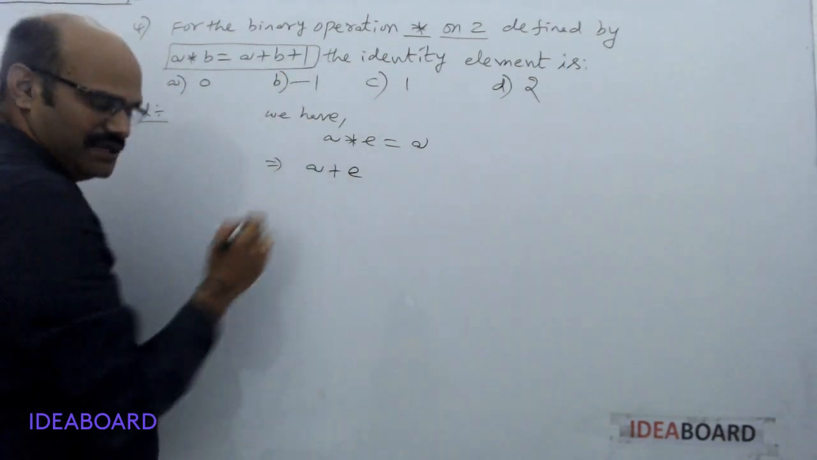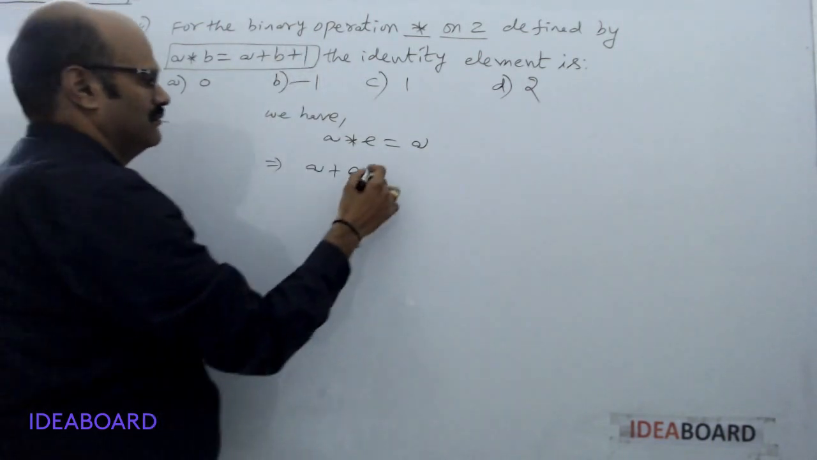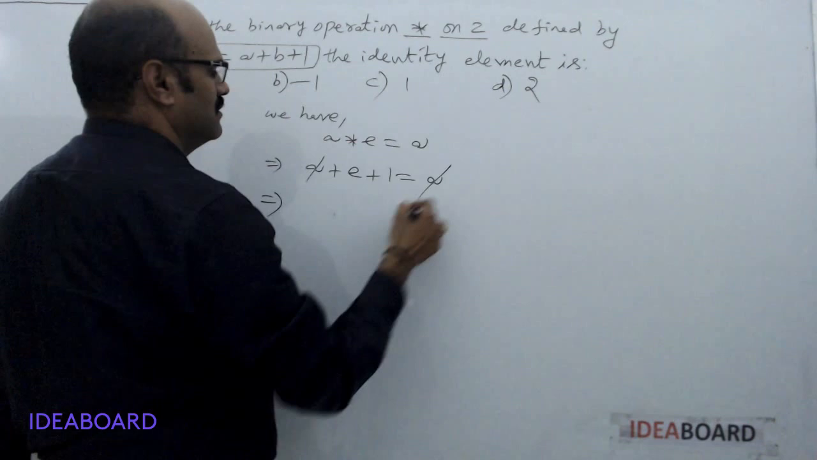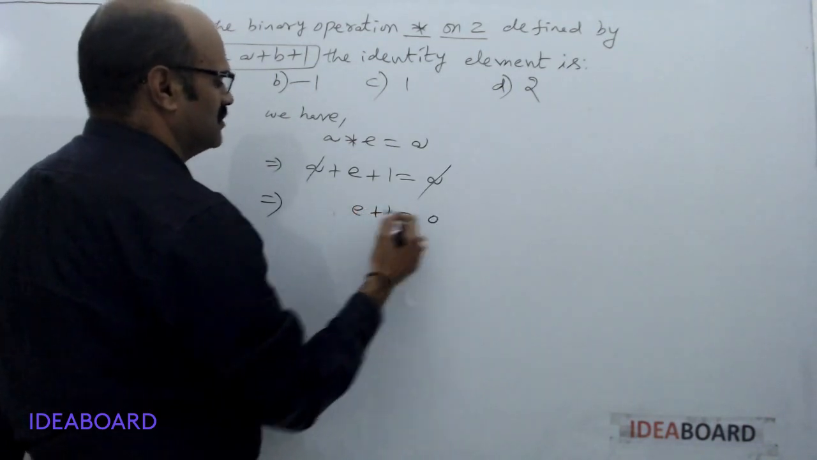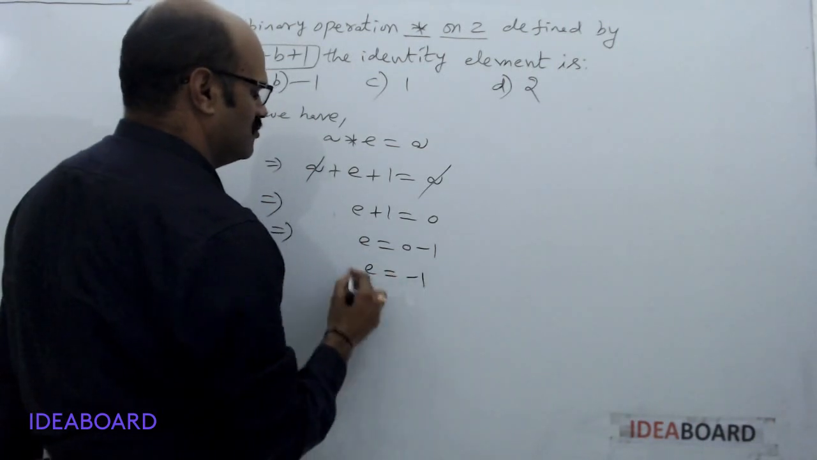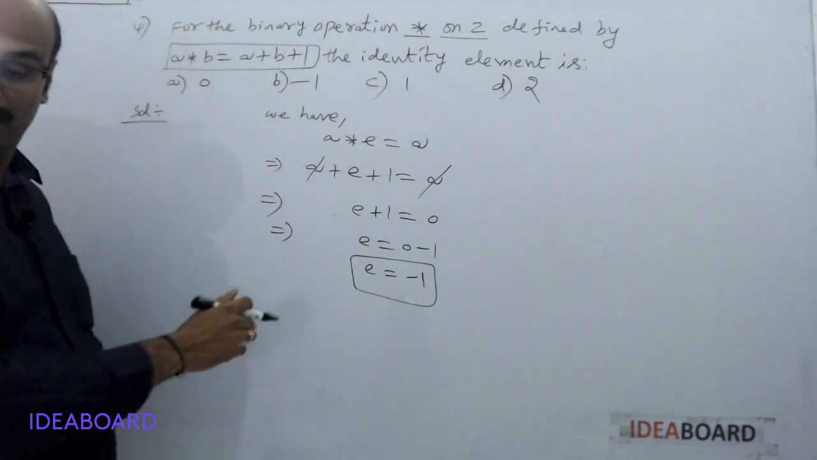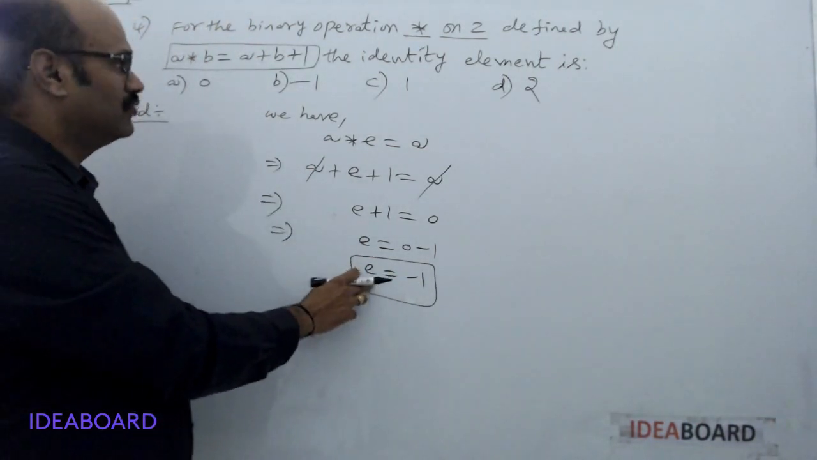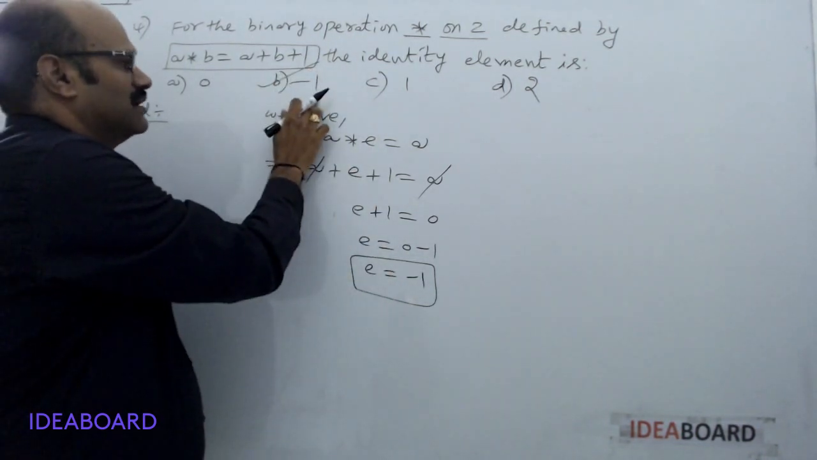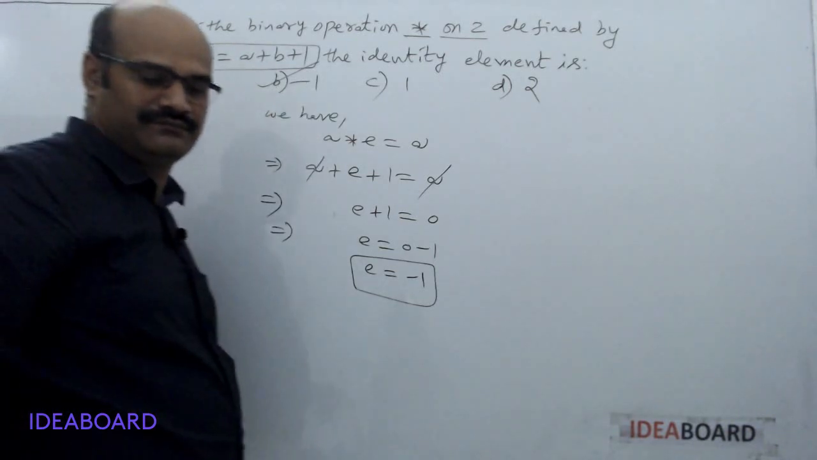So A plus E plus 1 equal to A. It implies A cancel. So E plus 1 equal to 0. So it implies E equal to 0 minus 1, E equal to minus 1. Therefore, the identity element is equal to minus 1. Here option B is the correct answer.